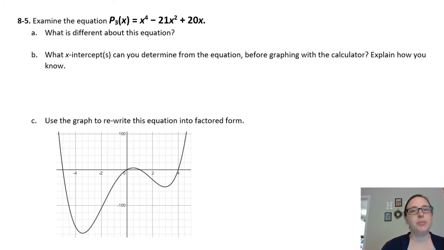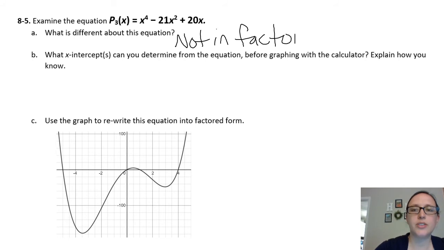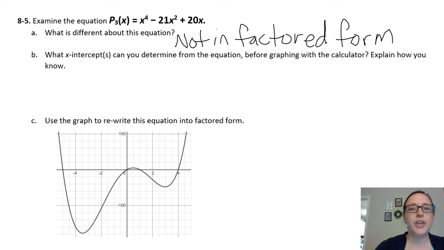All right, and then number 5, this is our third and last equation. The main difference here is that there's no parentheses. It is not in factored form. So this is what we call standard form. We can't really determine any x-intercepts from this. We would have to actually factor it out.